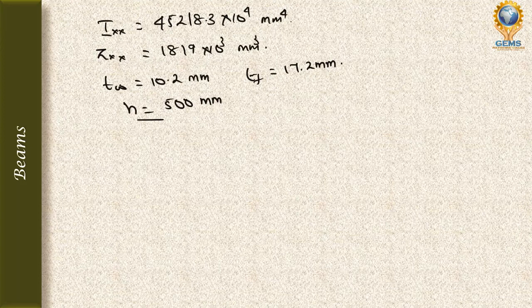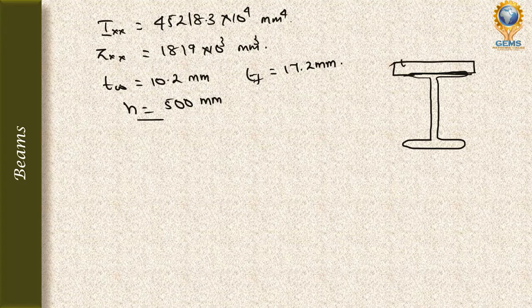So what do we have to find? Next, we have to find the area of each cover plate, because this is an I section, and it is going to be our built-up section. So we will provide one plate over the flange. So we have to calculate the area of each cover plate.